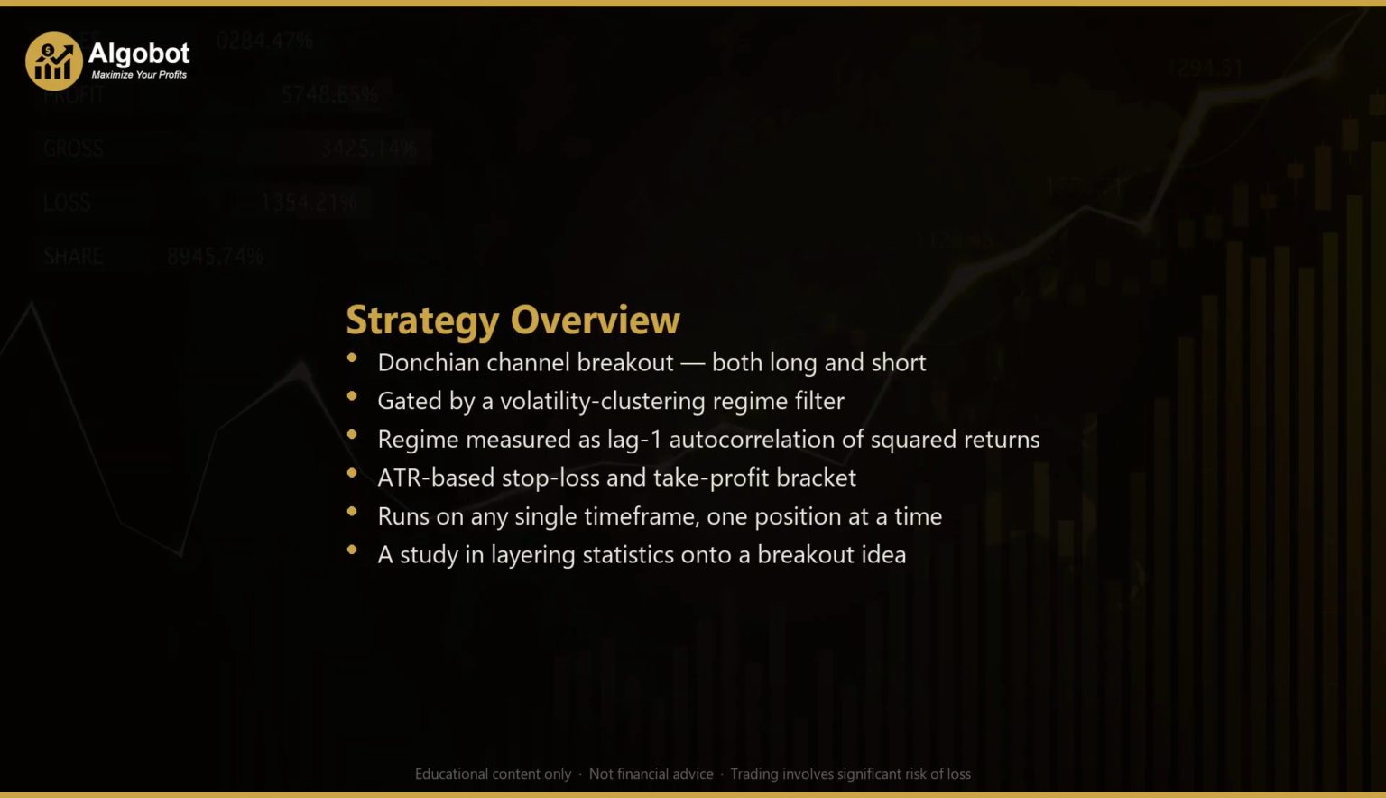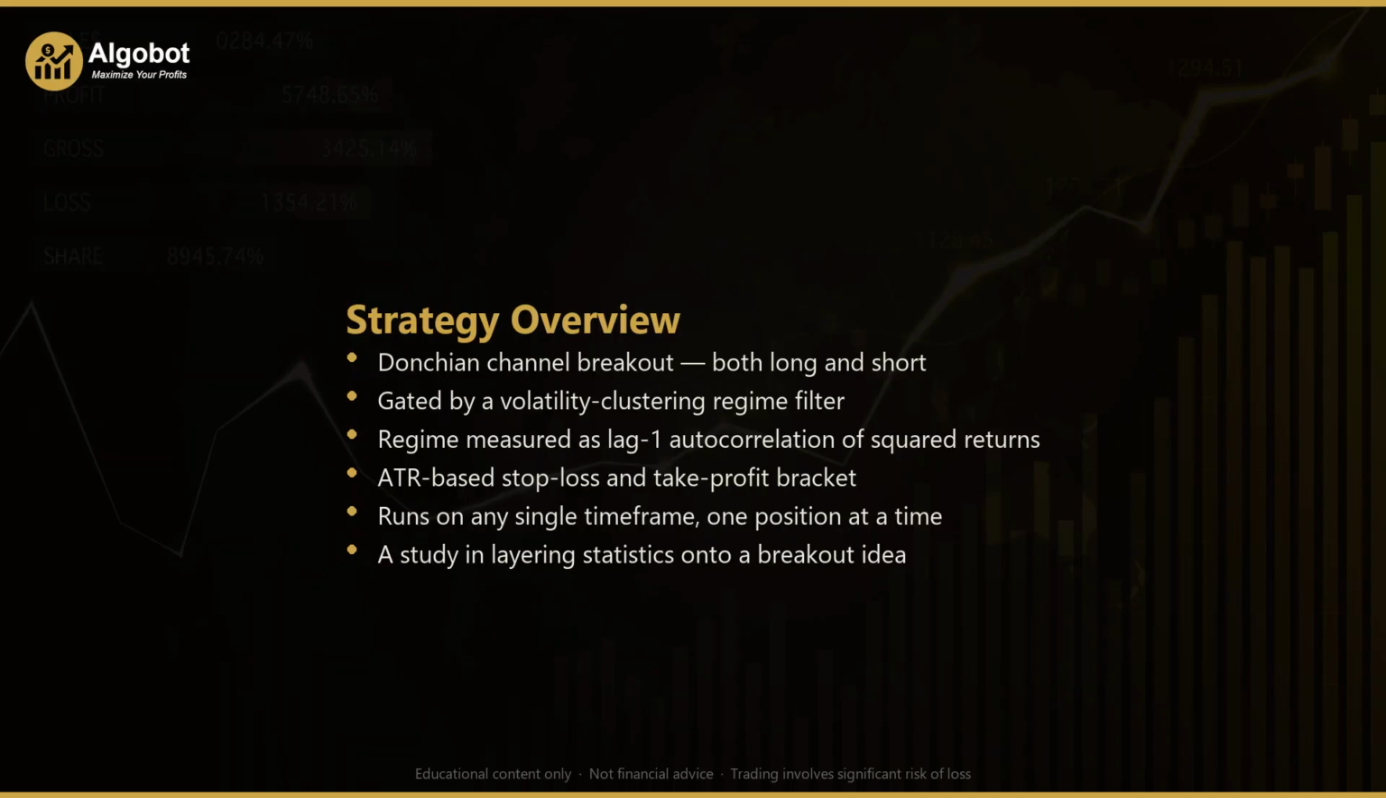The strategy measures this directly. It computes the lag-1 autocorrelation of squared returns over a rolling window, a value it calls rho 1. When that value rises above a set threshold, volatility is said to have memory, and breakouts are permitted. When it sits near zero, volatility is judged memoryless, and the strategy stays on the sidelines. Every trade is protected by an ATR-based bracket, a stop-loss, and a take-profit sized from recent market volatility.